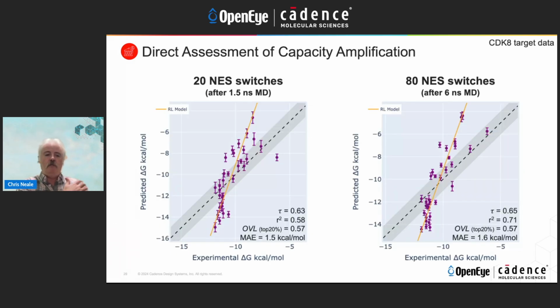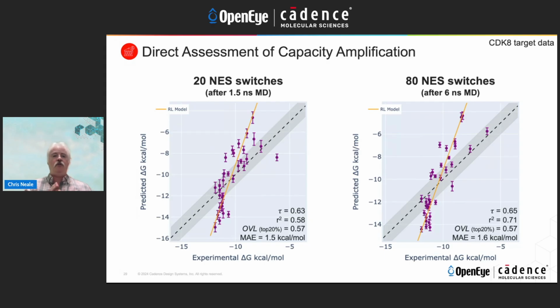So that was a retrospective analysis of data that was run with the default settings. Here I've taken the CDK8 protein target and I've run it repeatedly in 2 different ways. On the right, I've used all our default settings, and I'm showing the correlation: horizontal is the experimental affinity, vertical is the NES predicted affinity.